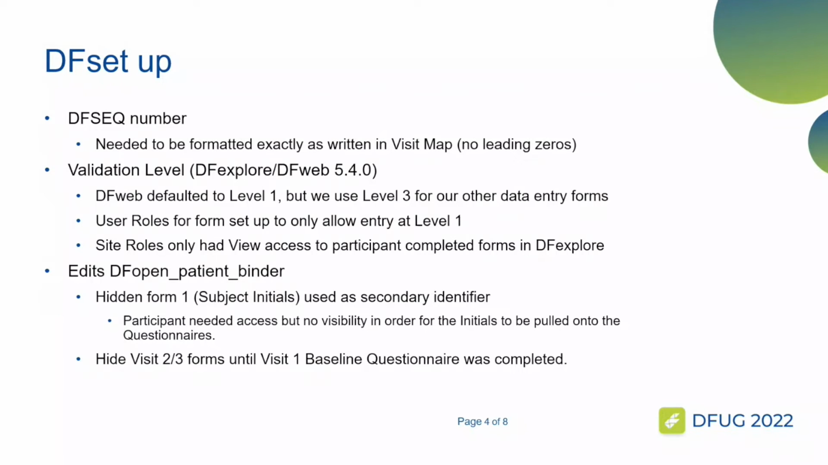So our setup, we had to do a few things with our setup, mostly because our conventions are a little bit different. We had to reset our visit numbers so that they were exactly formatted as they are in the visit map. We couldn't have any leading zeros in DFweb or it wouldn't recognize the form. So again, it's just a little format thing that we had to fix. Our validation level for data entry is level 3 instead of level 1. So we did have to reset that in our roles.